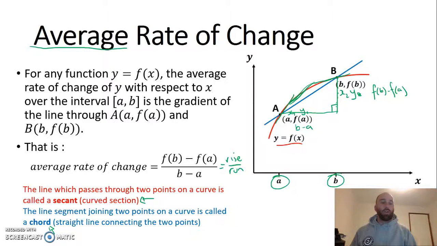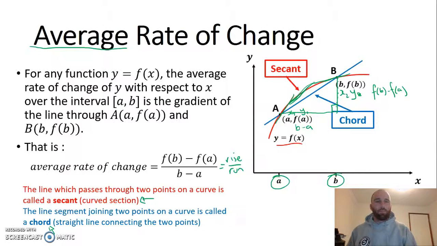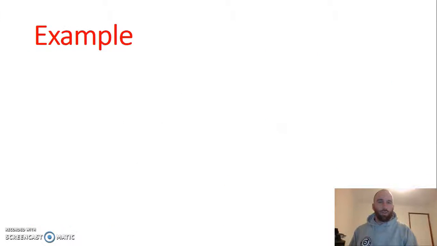So that's a bit of terminology that we're going to use, depending on which part of the graph we're talking about. Are we talking about the chord, the straight line between the 2 points, or are we actually talking about that curved section that connects them? I've listed them there: the blue is the chord, the red is the secant.